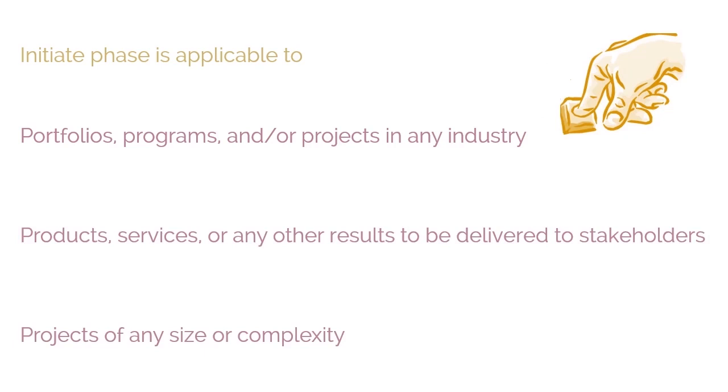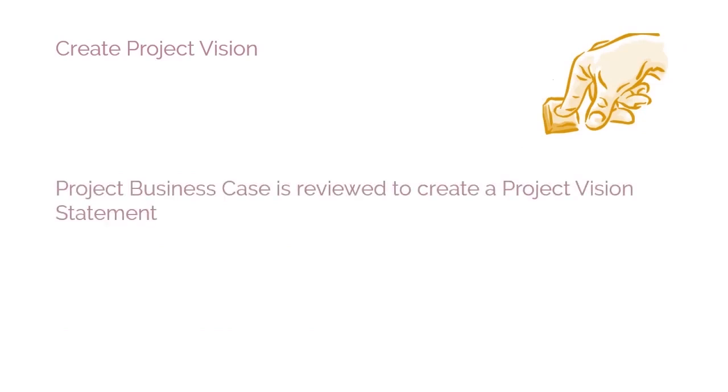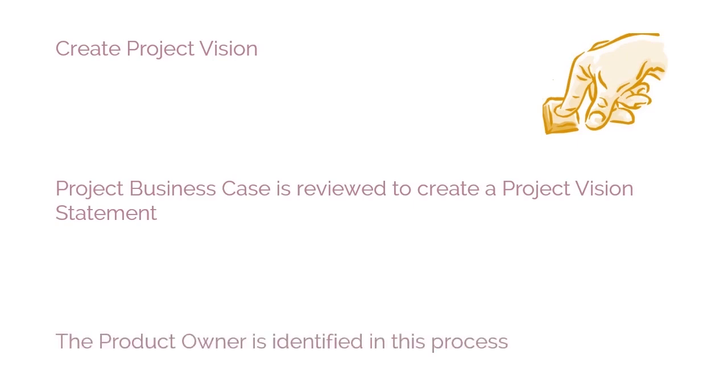Let's briefly understand each process that is a part of the Initiate phase. The first process in this phase is the Create Project Vision. In this process, the project business case is reviewed to create a project vision statement that will serve as the inspiration and provide focus for the entire project. The Product Owner is identified in this process.